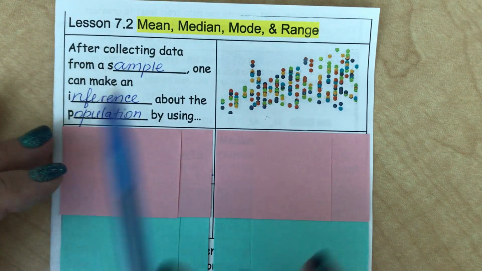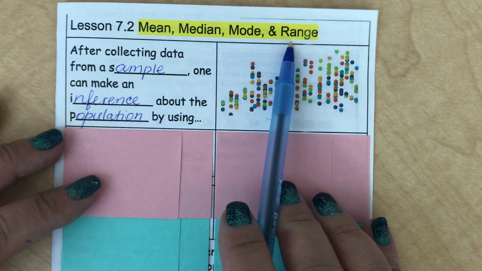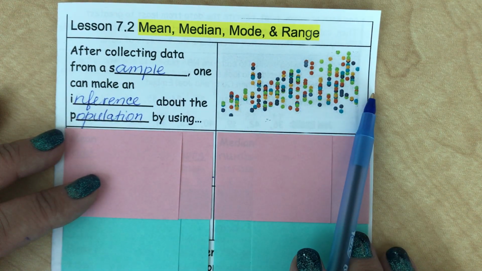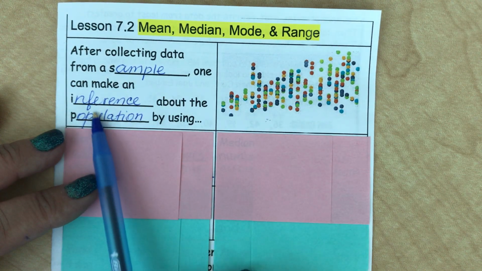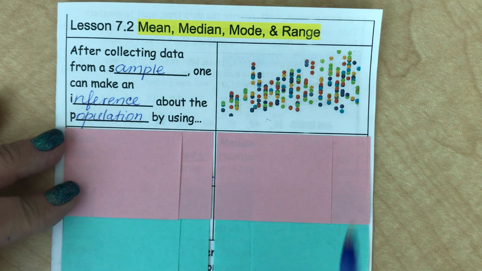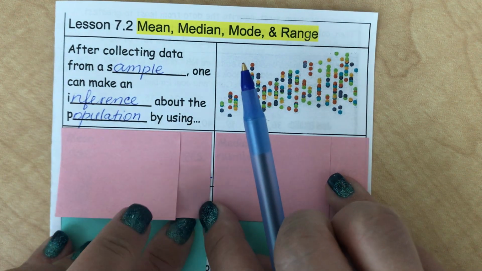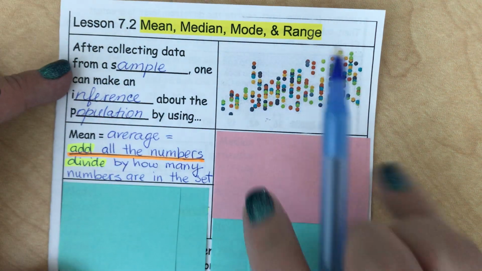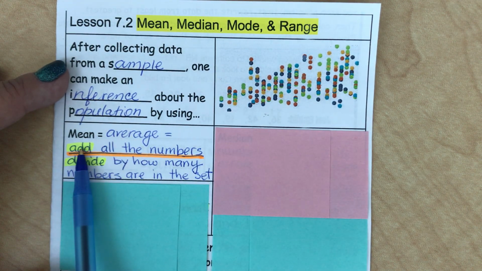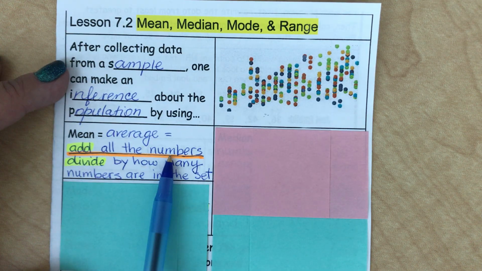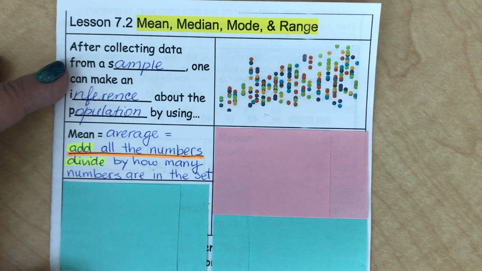In this video, we'll be talking about mean, median, mode, and range of a set of data. After collecting data from a sample, one can make an inference about a population by using a few items. So I can make an inference about the mean, which is average. To find the average, we add all the numbers in the set and then divide by how many numbers are in the set.